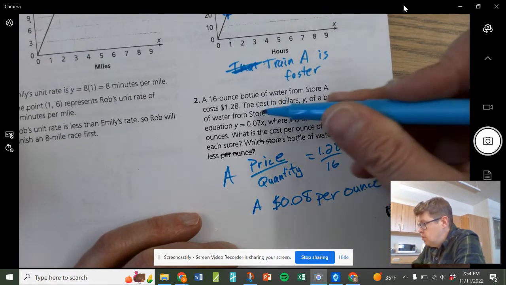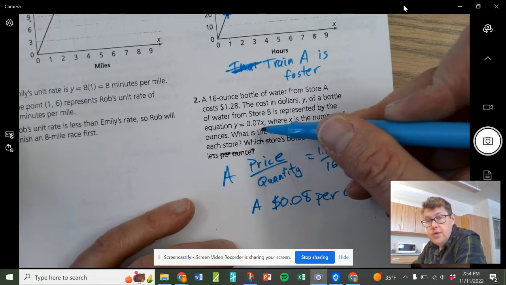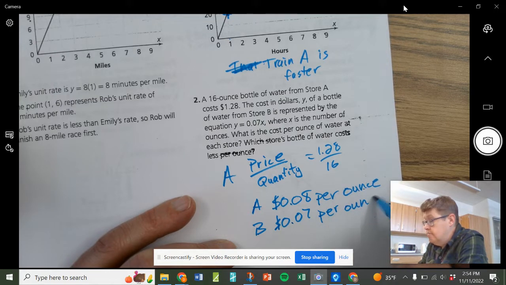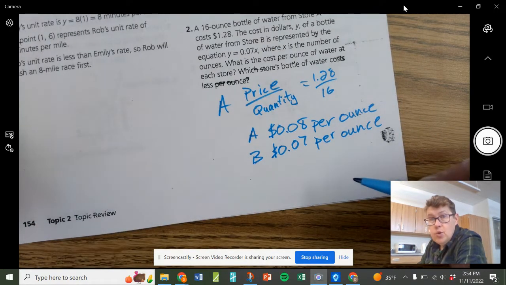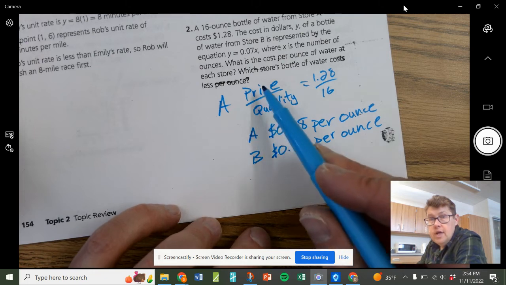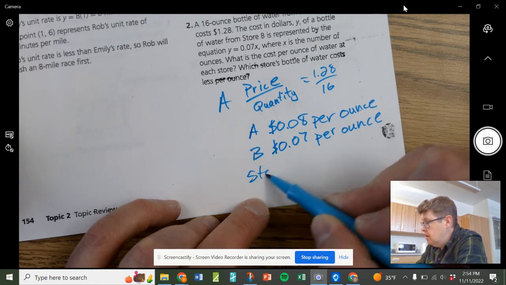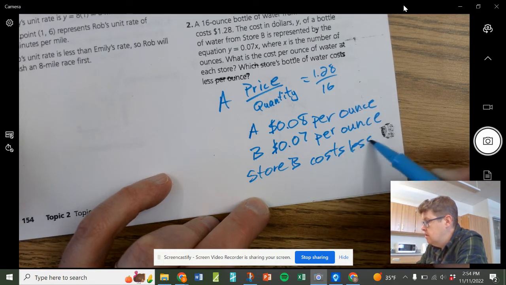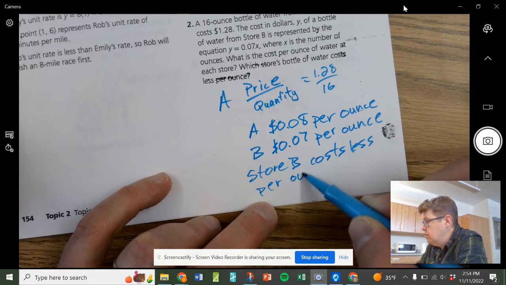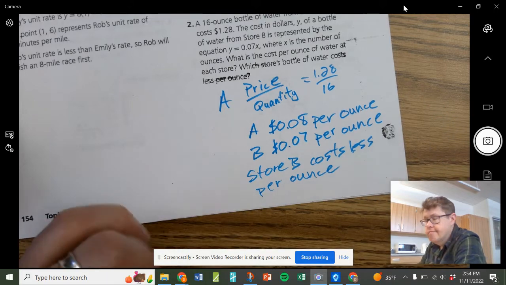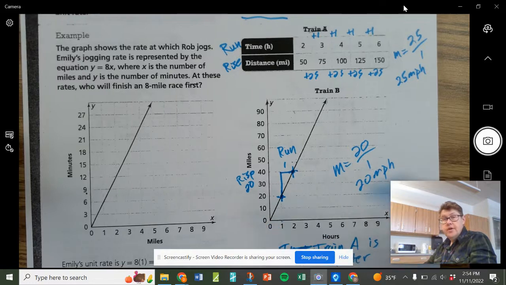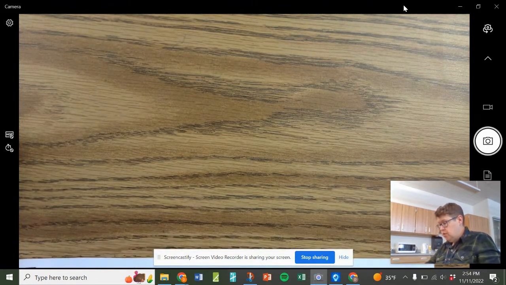Okay, and then we look at store B. That's represented by this equation, y equals 0.07x. So that means that B is 7 cents per ounce. So all that means is store B is cheaper. Right? Costs less per ounce, so store B costs less per ounce. Easy peasy. Again, proportional relationships cross through the center of the graph. Okay, that's 0, 0. So your y-intercept is 0.